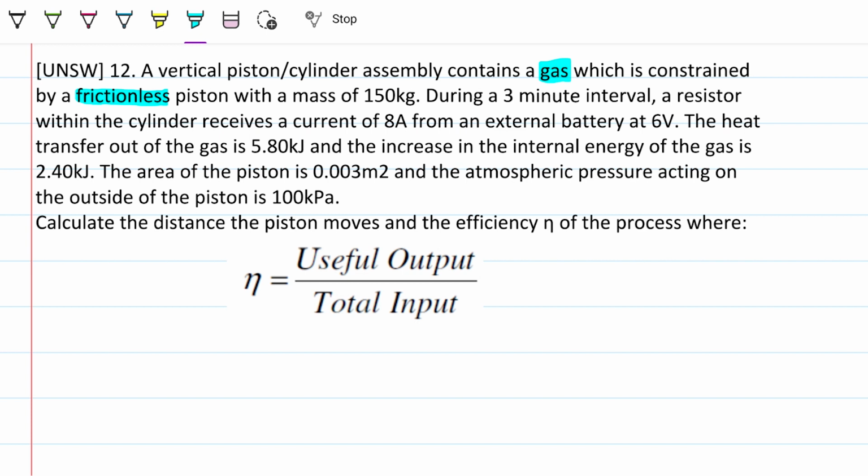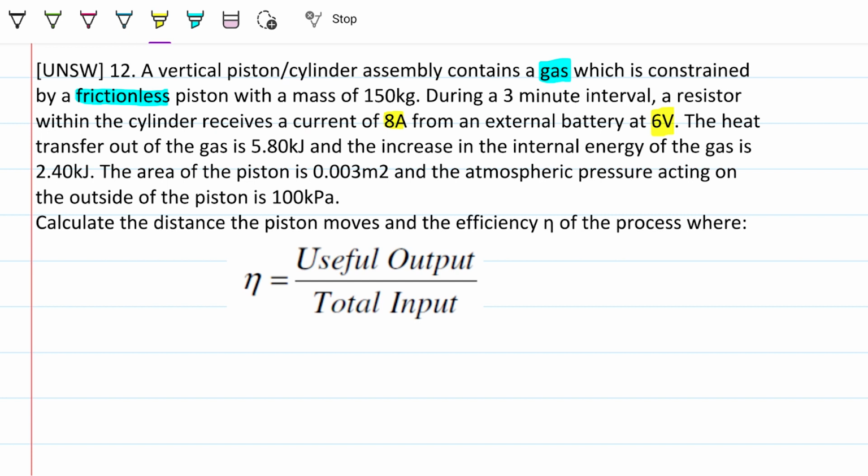The mass of the piston is 150 kilograms. And then there's the new part here, right? Which is there's an interval of 3 minutes with a resistor. And basically what this is doing is telling you that there's an external source of energy that's supplying energy to our system. And this energy is given in the form of electrical energy. And we know that power, watts, is just amps times volts. So if I multiply 8 times 6, I'm going to get 48. That's 48 volt amps, which is the same thing as 48 watts, right?